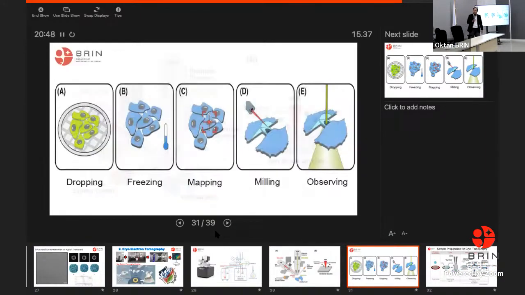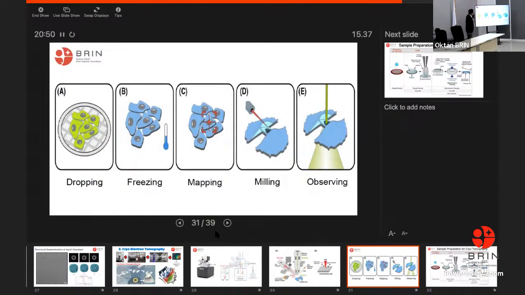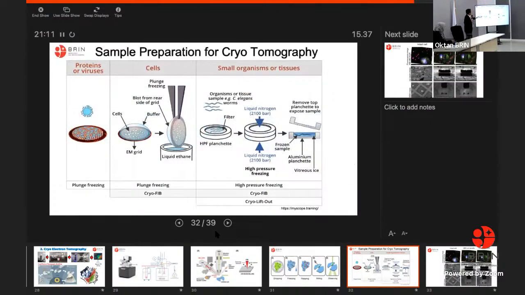Okay. Yeah, this is the workflow for cryo-electron tomography. After dropping the cell, we freeze using the plunger, and we map using the FIB and do the milling, and we obtain a very thin lamella in the cell, and also we observe using the Krios. So this is like if you have the protein, virus, cell, and other tissue, we can use high pressure freezing using cryo lift-out.